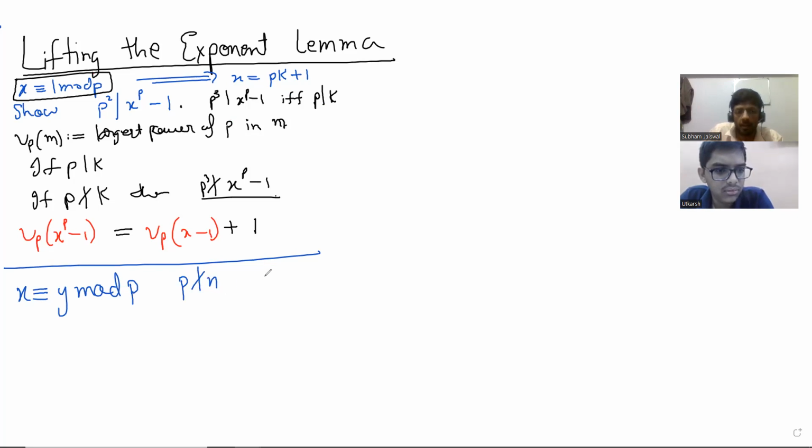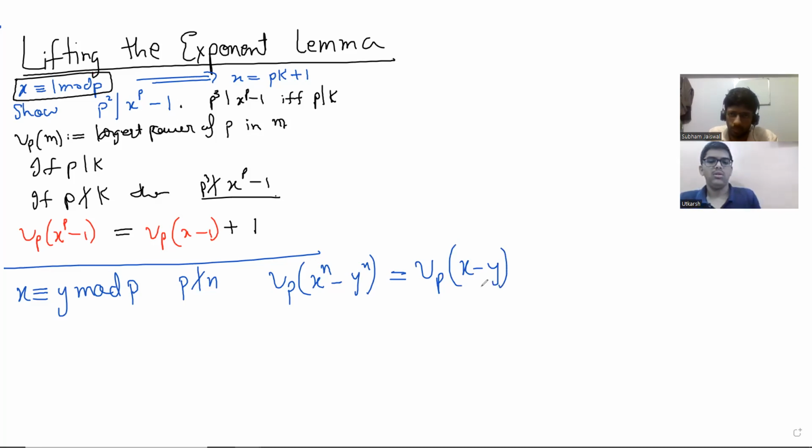Then we want to say that the highest power of p in x to the power n minus y to the power n is in fact equal to the highest power of p in x minus y. This may not be completely trivial, but we will prove this.